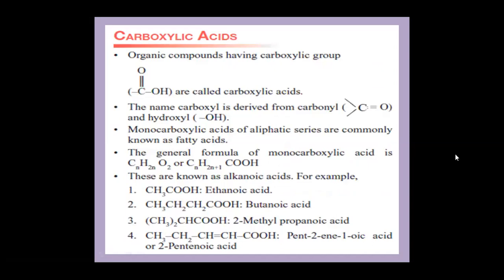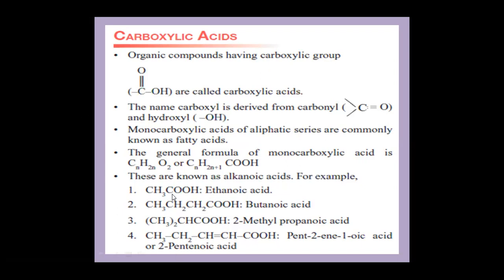Next comes carboxylic acids. Compounds having the carboxyl group, C double bond O OH, or you can say the COOH group, are called carboxylic acids. The name carboxylic acid is derived from the carbonyl group and hydroxyl group. Monocarboxylic acids of the aliphatic series are commonly known as fatty acids. The general formula of a monocarboxylic acid is CnH2nO2 or CnH2n+1COOH. These are known as alkanoic acids.